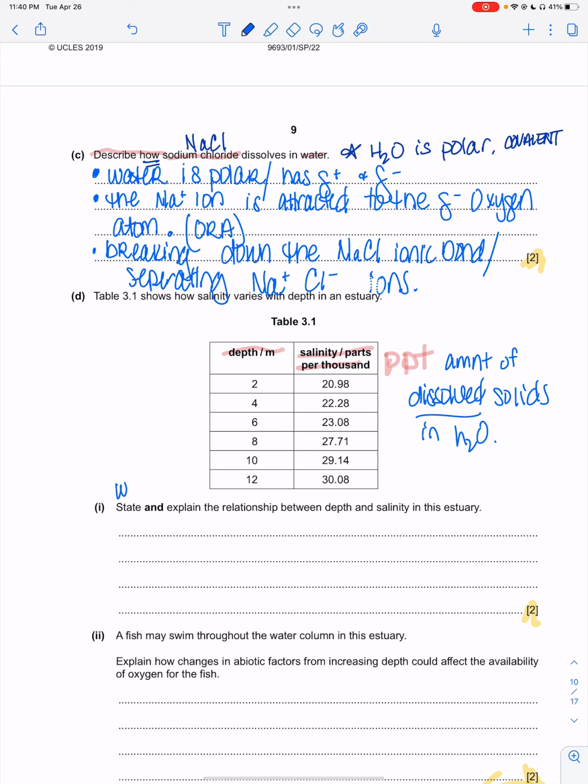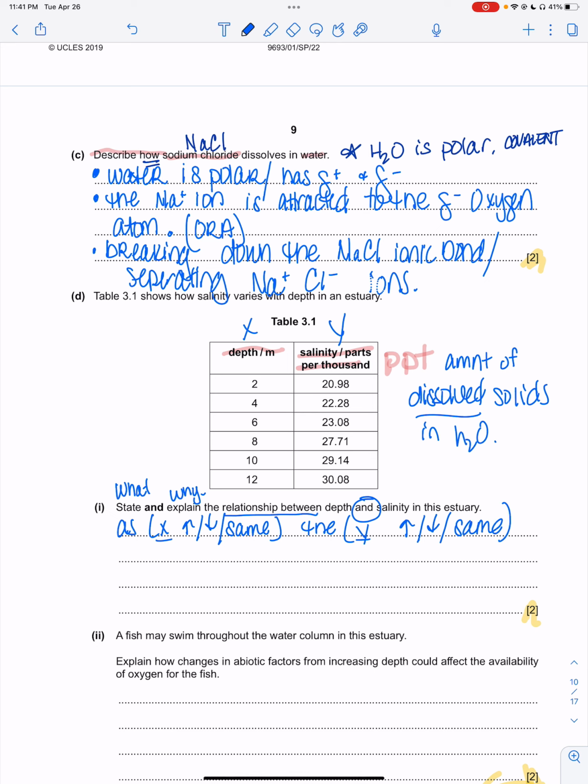State, which is like, what do you see and why? The relationship between depth and salinity in the estuary. So this is your X, this is your Y. You're always going to say as the X increases, decreases, or stays the same, whichever it's doing, the title of the Y increases, decreases, or stays the same. Because those are really your only options for how numbers change. They don't change, or they go up, or they go down.